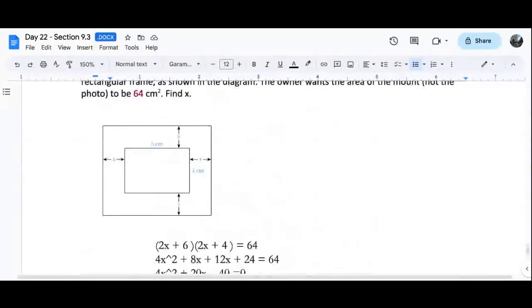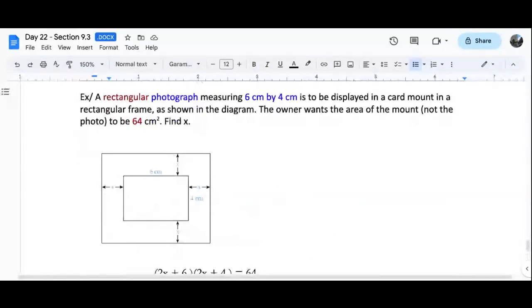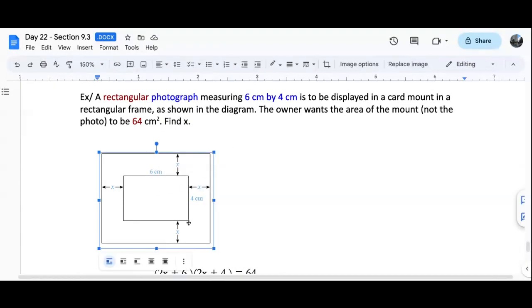Okay, we have a last example. A rectangular photograph measuring 6 by 4 centimeters. Imagine the middle rectangle is the picture, and it is to be displayed in a card mount in a rectangular frame. So the outside, think about it as a frame. The owner wants the area of the mount, not the photo, but this one, to be 64 square centimeters.